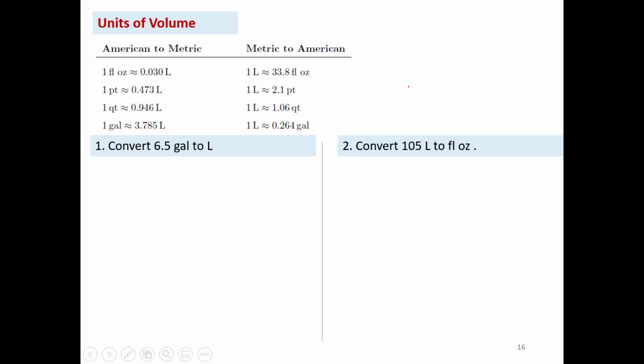Then we will use these. If you know how to solve for one conversion factor, you know how to solve for each of them. If you know how to apply one conversion factor, you know how to apply any of these conversion factors for different problems. And let's try this one. We want to convert 6.5 gallons to liters.